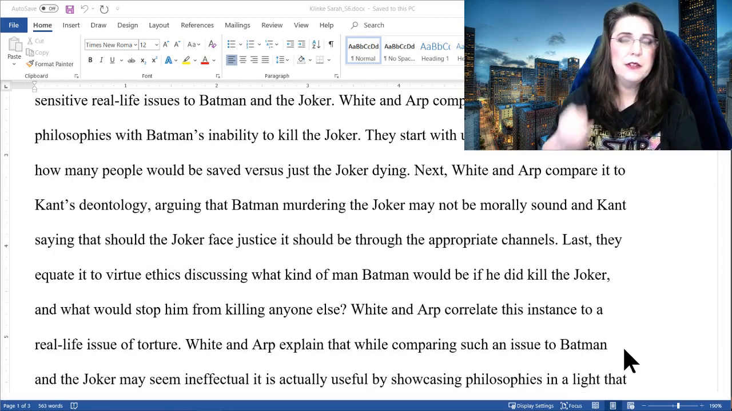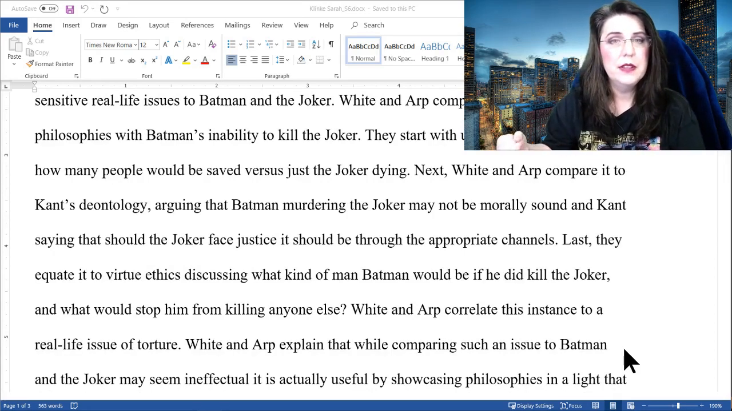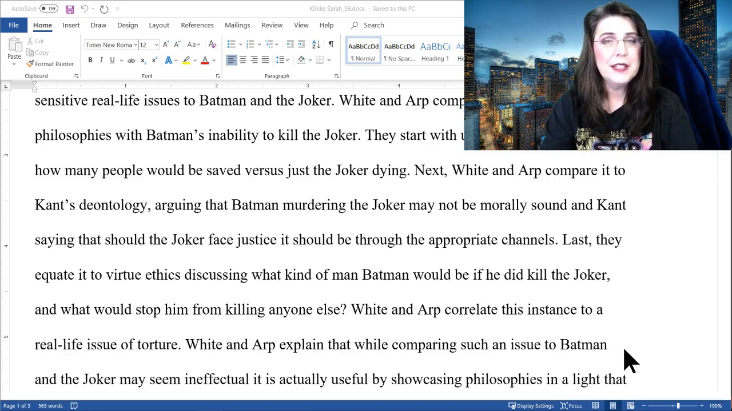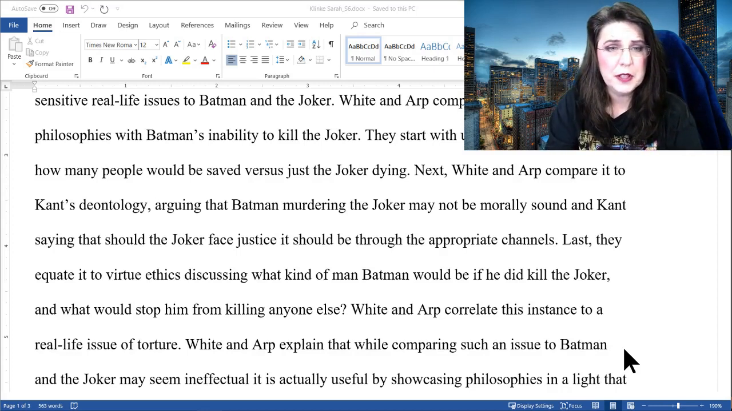So here, Sarah Klinke identified the authors, the text, the thesis. Then she identified that they use philosophies to talk about Batman and Joker. Her next 3 sentences identify which philosophies are being discussed. Please notice that she doesn't define those philosophies. She only identifies those philosophies by name. She expects that if somebody is reading her summary and they don't know what these terms mean, then they can go look up the terms. Let's continue with Sarah's essay.